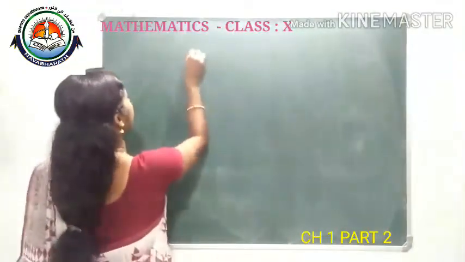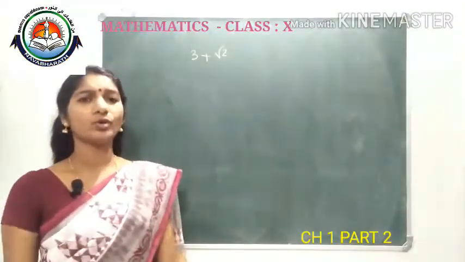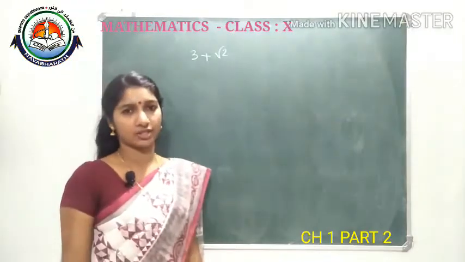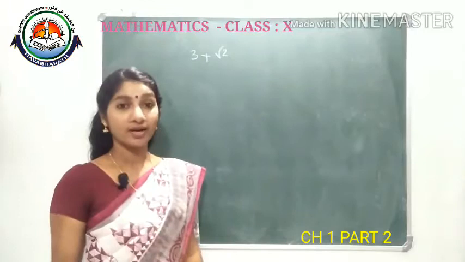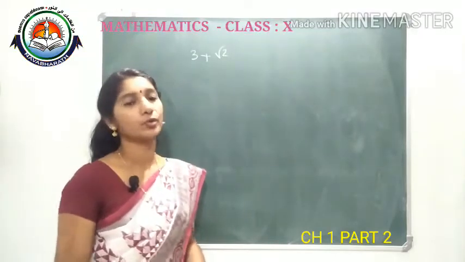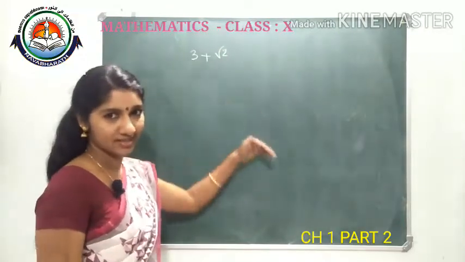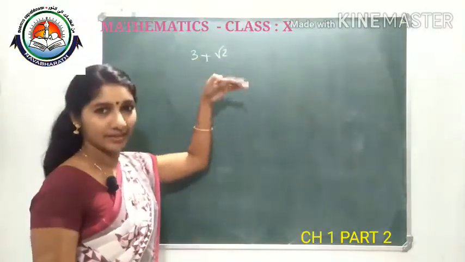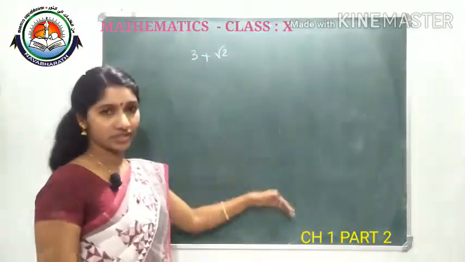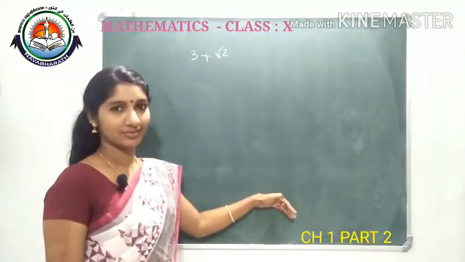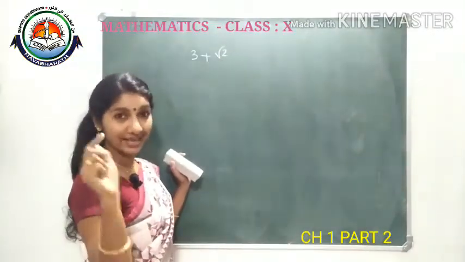A number is given: 3 plus root 2 is an irrational number. Prove that 3 plus root 2 is an irrational number. If it is asked for a 4-mark question, first we need to prove root 2 is an irrational number, the proof which we discussed now. Then, what I am going to discuss, you need to write. If it is 3-mark, only what I am going to discuss needs to be written. Clear? So, we need to prove 3 plus root 2 is an irrational number.